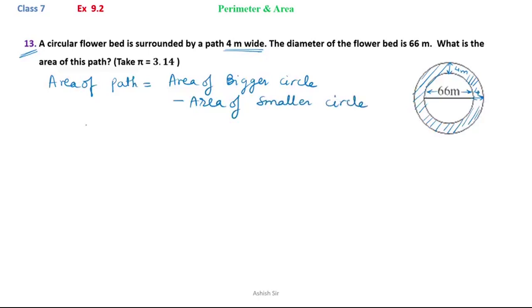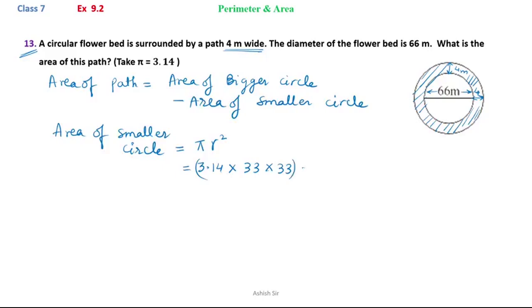So first of all, we have to find out the area of the smaller circle here. So area of smaller circle is equal to pi r square. Value of pi is given as 3.14. The diameter is 66, so radius will be 33, that is 66 by 2. So pi into r square is the area of the smaller circle.